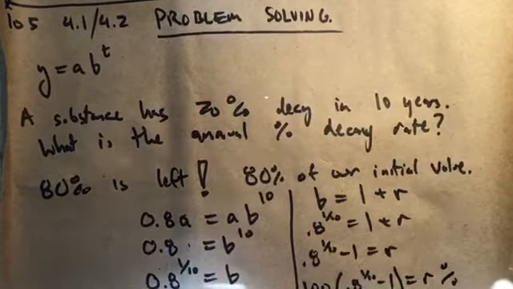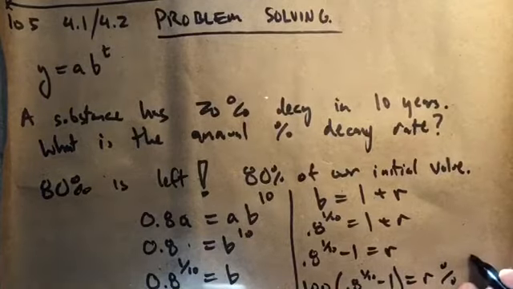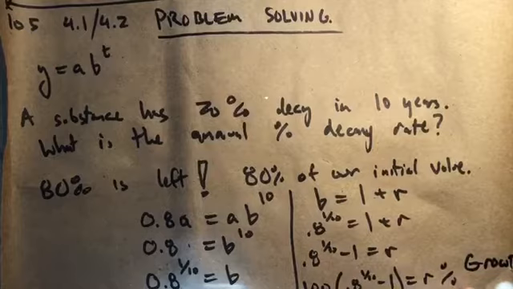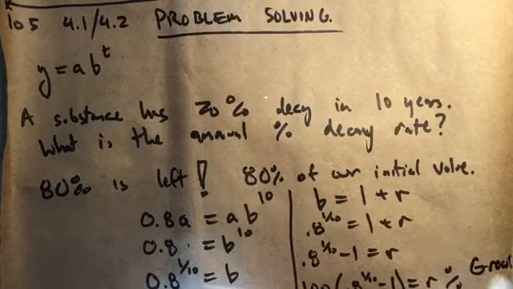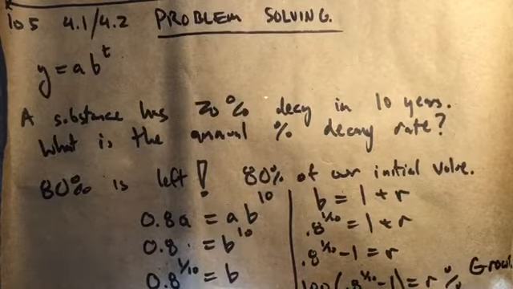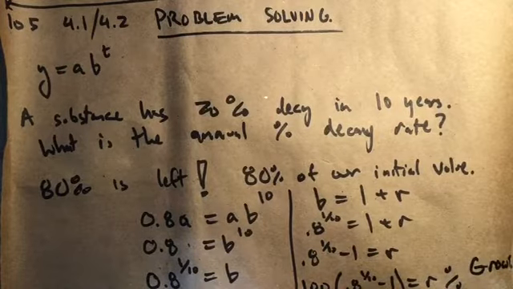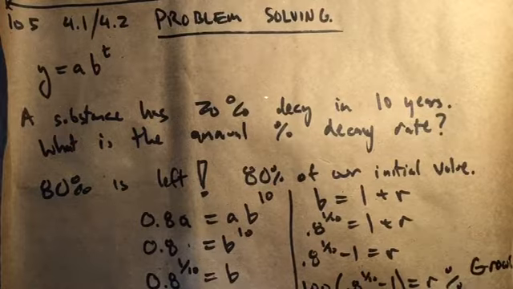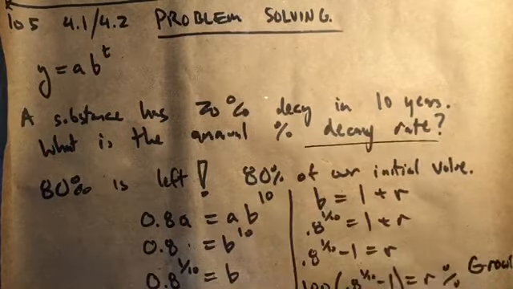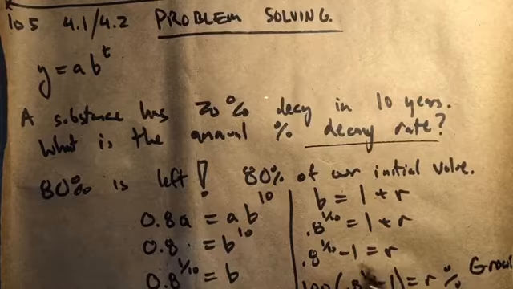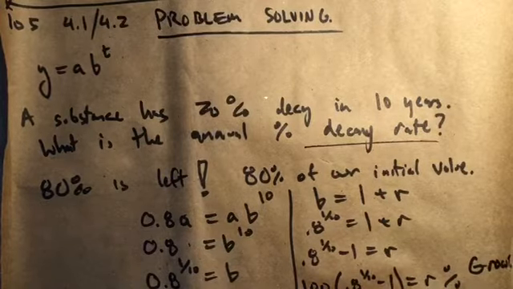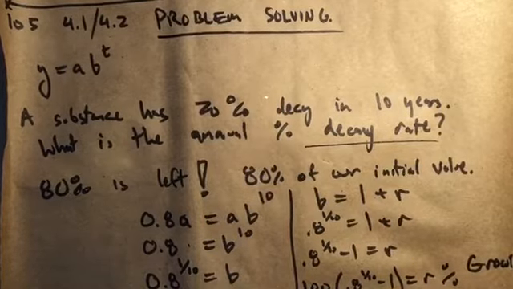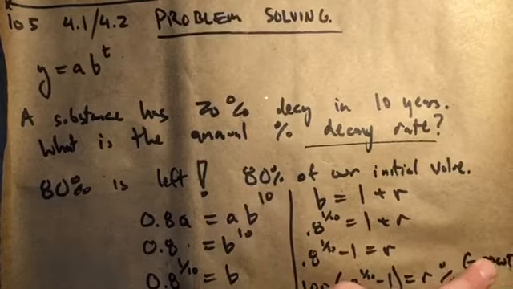But unfortunately, this right here is a growth percent. And the reason we know it's a growth is because it's going to be a negative value. 0.8 is less than 1. When I raise it to the 1/10, that's going to be less than 1. And so it's growing by some negative percent growth. But we want to know the decay rate. And so what I'll do is multiply that by a -1. As a decay.